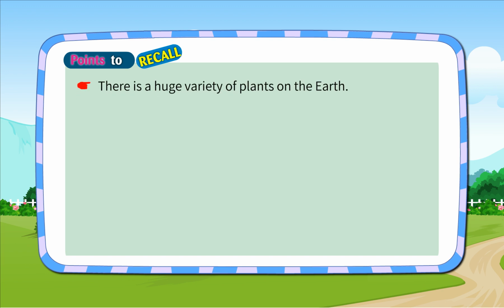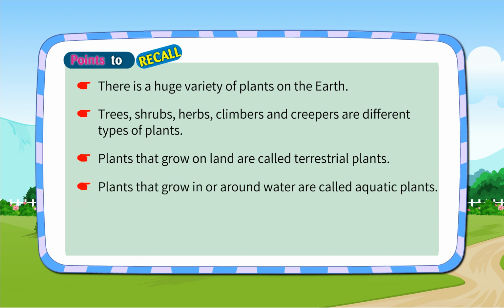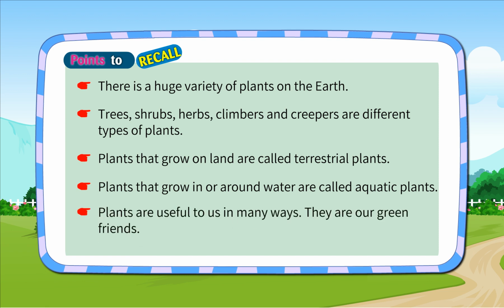Points to recall: there is a huge variety of plants on the earth. Trees, shrubs, herbs, climbers and creepers are different types of plants. Plants that grow on land are called terrestrial plants. Plants that grow in or around water are called aquatic plants. Plants are useful to us in many ways. They are our green friends.